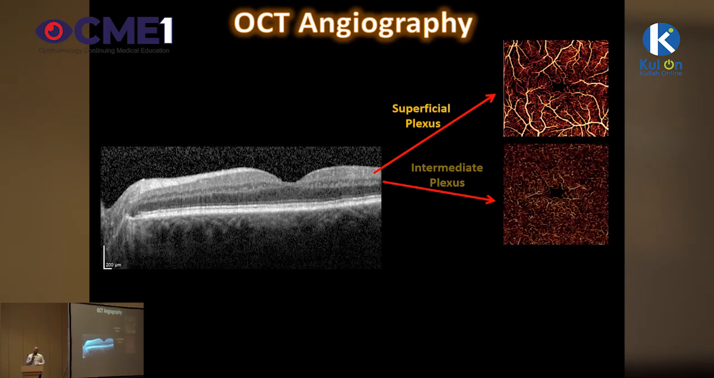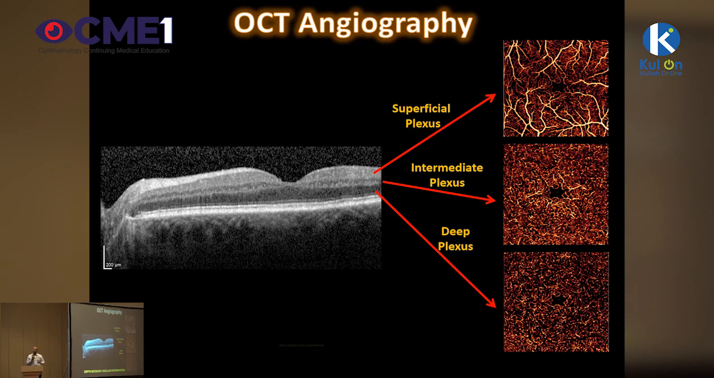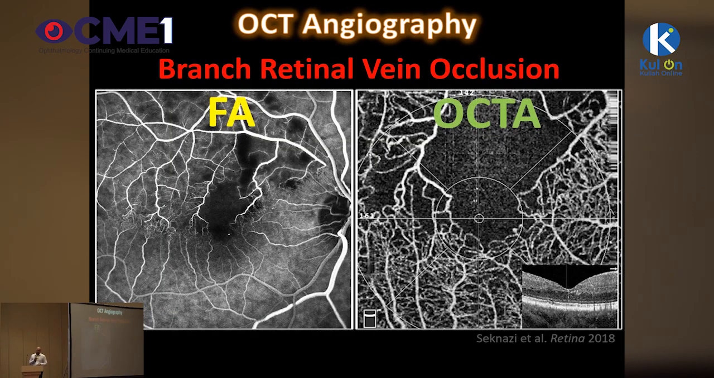The nice thing about OCT angiography is that you can look at all of the different layers of the retina. You can look at the superficial plexus, the intermediate plexus, and the deep plexus. So that's one advantage that it has over fluorescein angiography, that it has depth resolved information. And this is the OCT angiogram compared to a fluorescein angiogram in a patient with a branch retinal vein occlusion. You can actually see that the OCT angiogram shows non-perfusion much clearer than the fluorescein angiogram, because the masking of the blood doesn't interfere so much with the image.